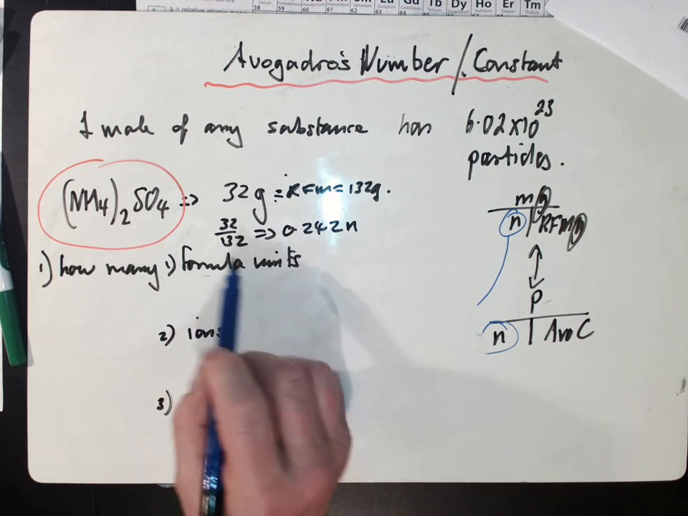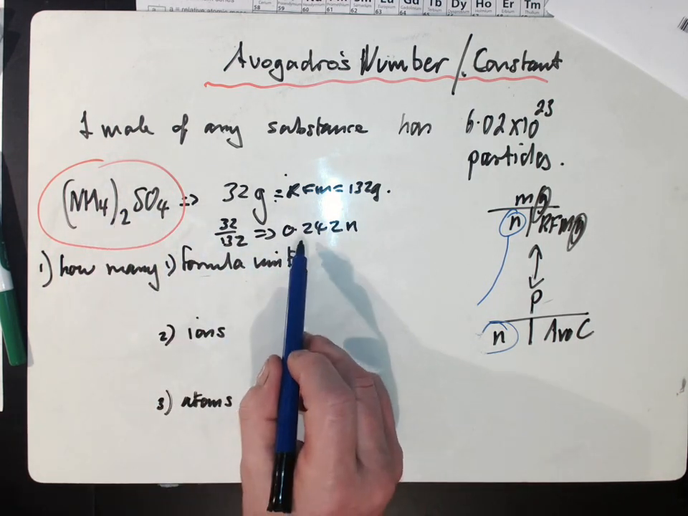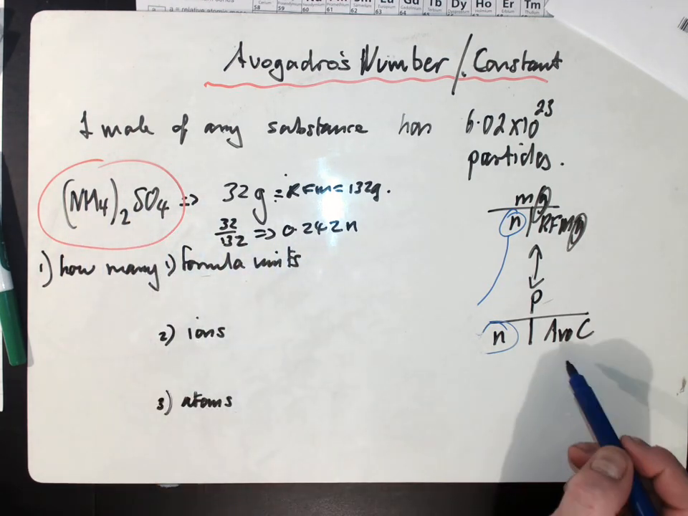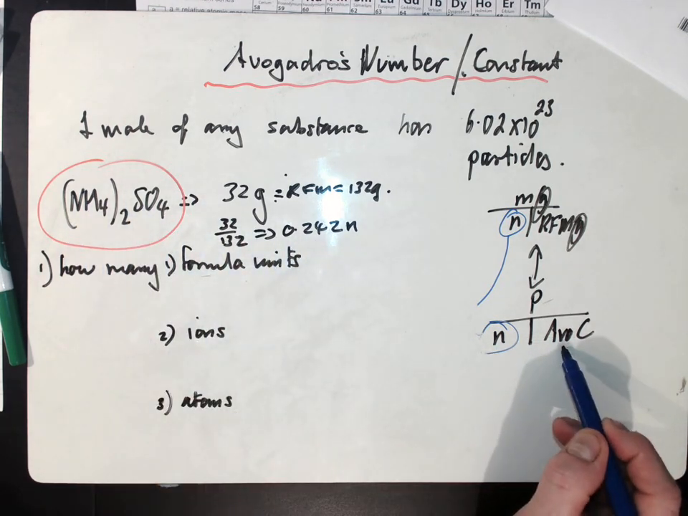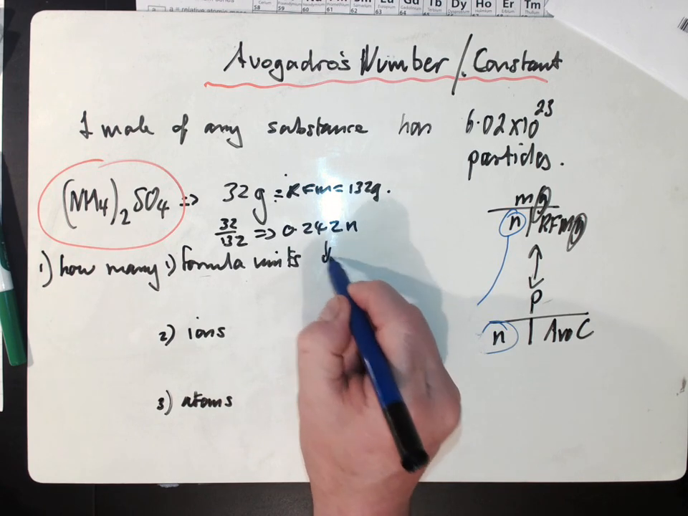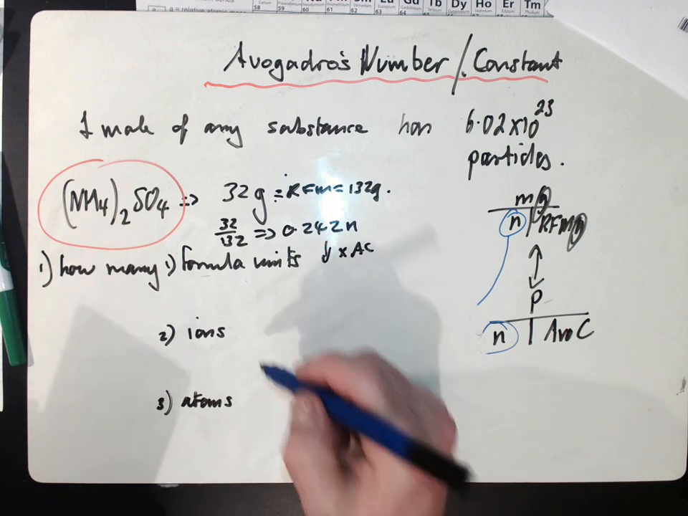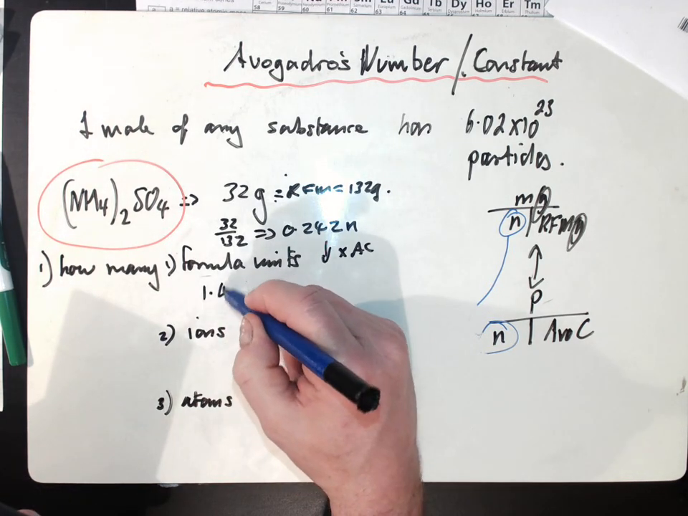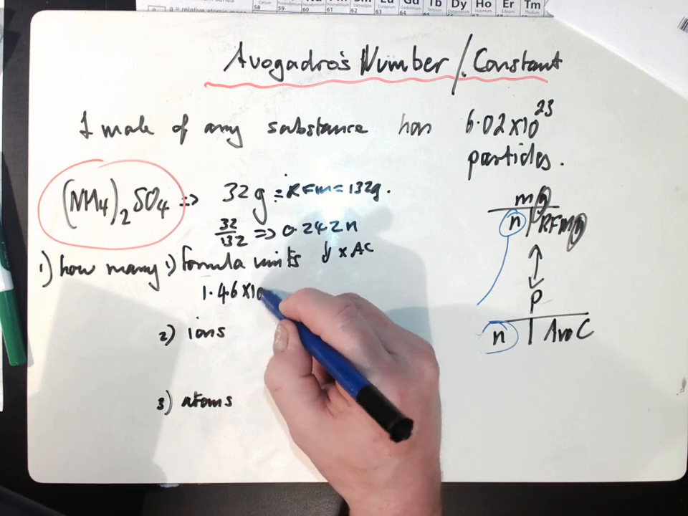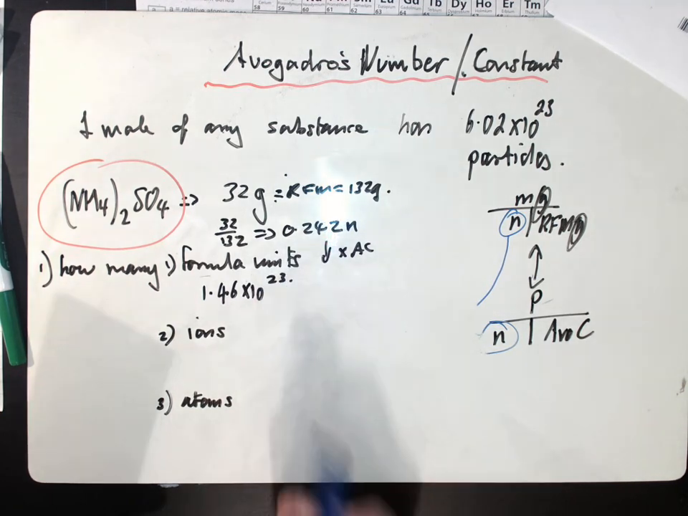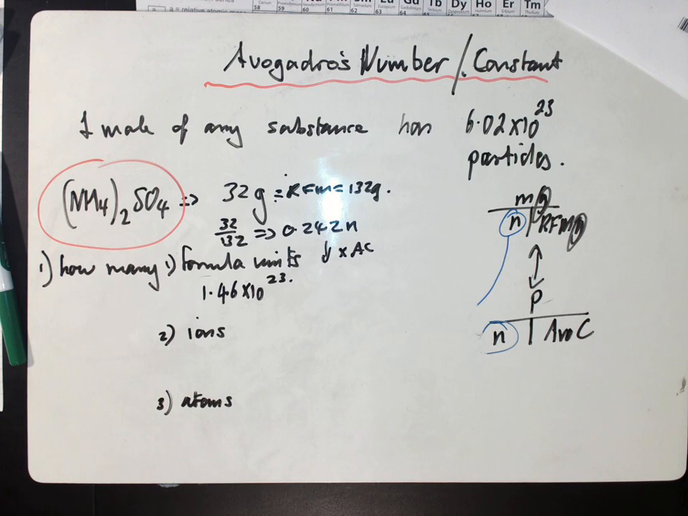So formula units, which is just the whole thing, if we've got that number of moles of the whole thing, then in terms of formula units, okay, we just take that and multiply it by Avogadro's constant, and that would give us the number of formula units, and that works out at 1.46 times 10 to the 23. Okay, ions are a little bit more difficult.